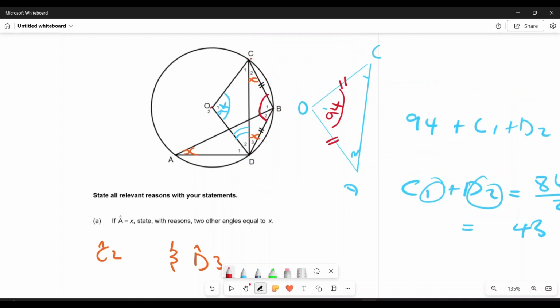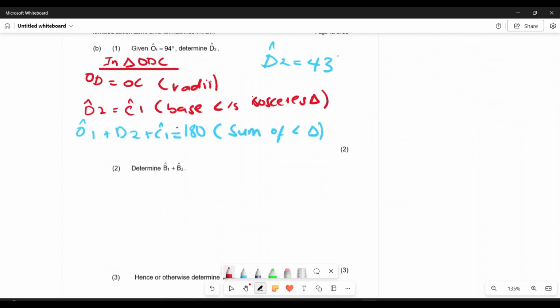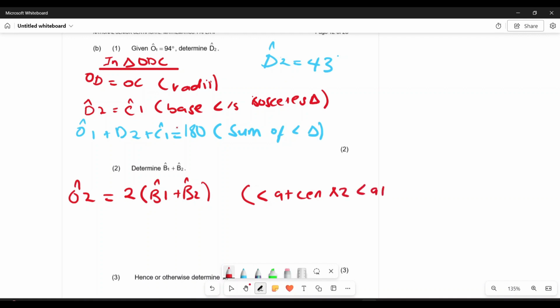Okay, now what information can I use? Here, remember this principle: this is angle at circumference, and as a result, this angle at center will be 2 times this angle at circumference. So basically here, my first point would be O2 is 2 times B1 plus B2. And my reason is angle at center is 2 times the angle at circumference.